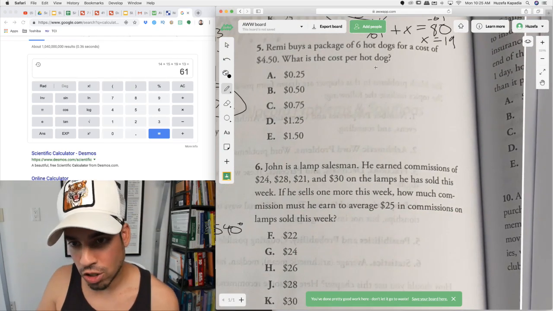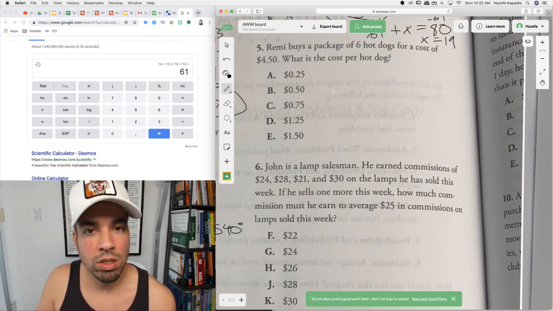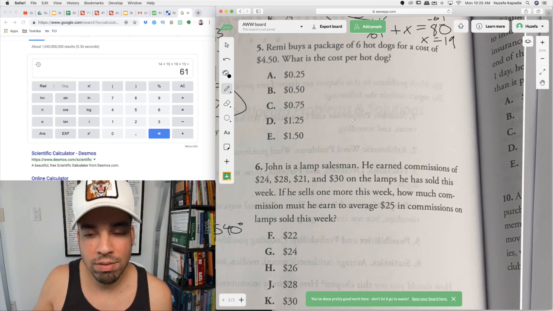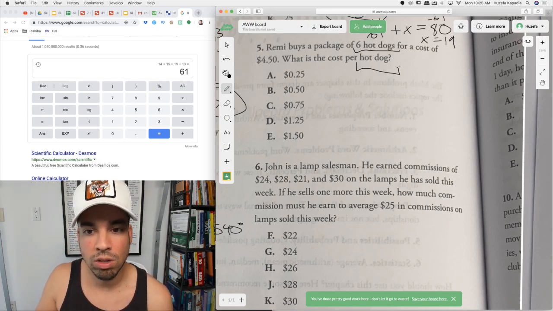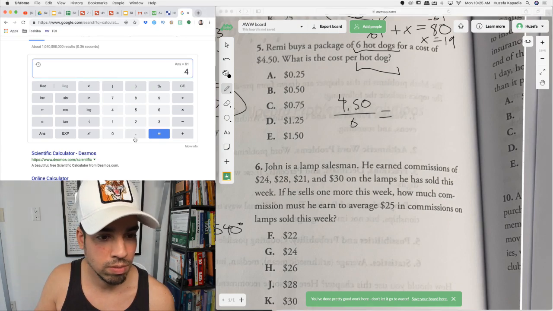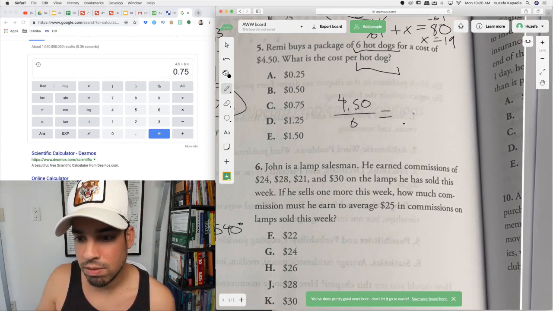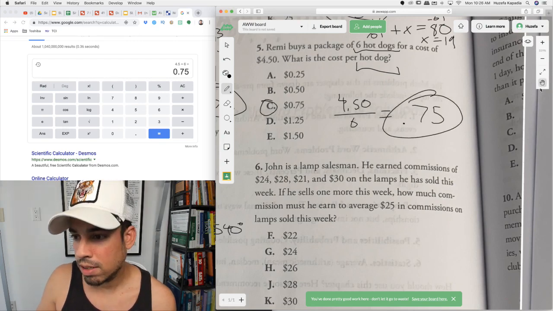Remy buys a package of 6 hot dogs for a cost of $4.50. What is the cost per hot dog? Okay. So if we want the cost per something, we always divide by whatever comes after this per, hot dog. So it means we got 6 hot dogs and we need to divide by 6. So it's literally just $4.50 divided by 6 equals, let's do the calculator, 75 cents. And that's it. That makes sense to me.